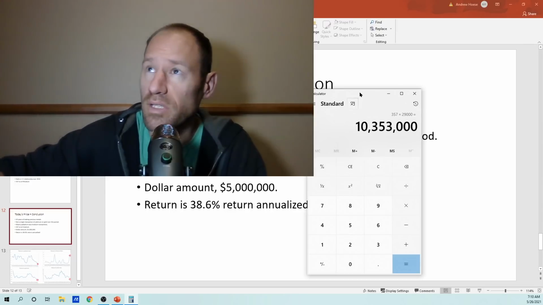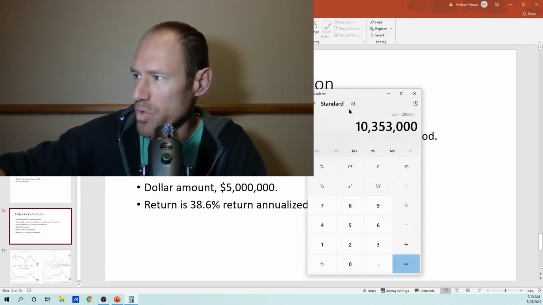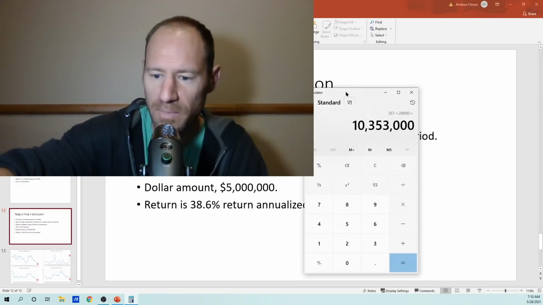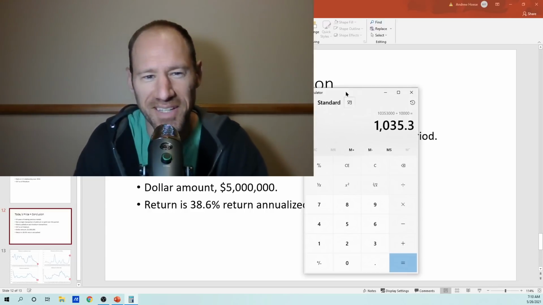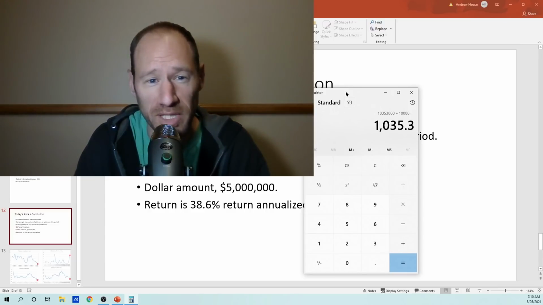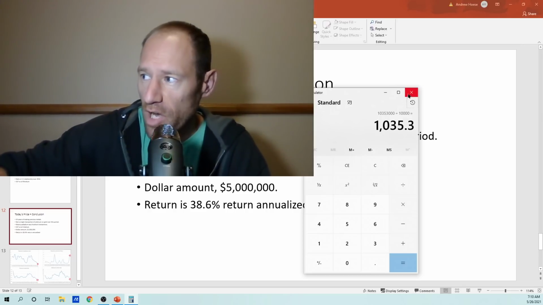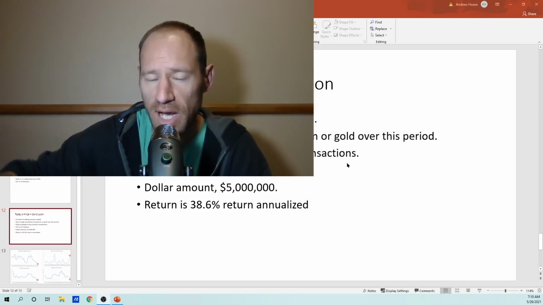I just 100x'd. Wait, no. I 1,000x'd. That's 1,035 times your money. Over 1,000 times your money, using ratio analysis. So there are other things that you can do to increase your odds of winning here.